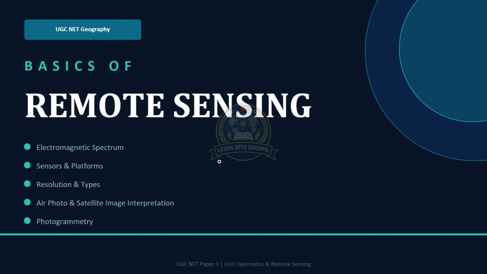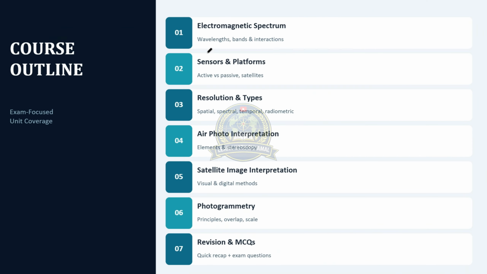Let's start the class. This is the course outline: electromagnetic spectrum, wavelengths, bands and interaction; sensors and platforms, active versus passive satellites; resolution and types, spatial, spectral, temporal and radiometric; air photo interpretation, elements and stereoscopy; satellite image interpretation, visual and digital methods; photogrammetry, principles, overlap, scale, revision and MCQs in terms of the UGC NET exam.